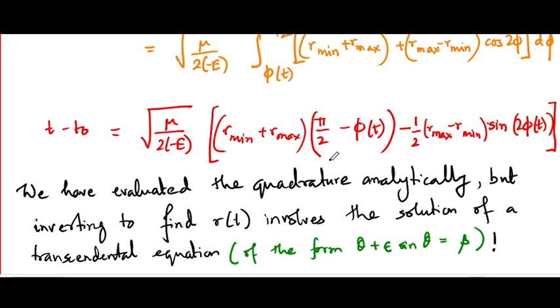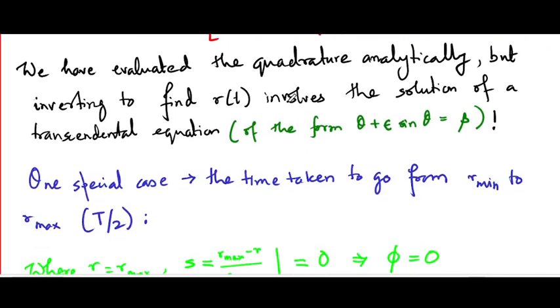Now, before we leave this topic completely, let me point out that there happens to be one case where this side is very easy to evaluate. That is the case where we want to find the time it takes from Rmin all the way up to Rmax. Notice that this is nothing but half of the total time period. If capital T is the time period, the time it takes to go from Rmin to Rmax and back is capital T. So this time that we are looking at, this t minus t0 value, is nothing but capital T over 2.